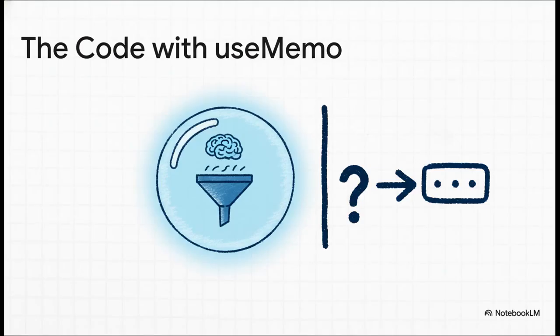Now, the change here looks pretty small, but trust me, it's a huge deal. We just import useMemo, and then we wrap our entire filtering logic inside of it. So that function becomes the first thing we pass to useMemo.